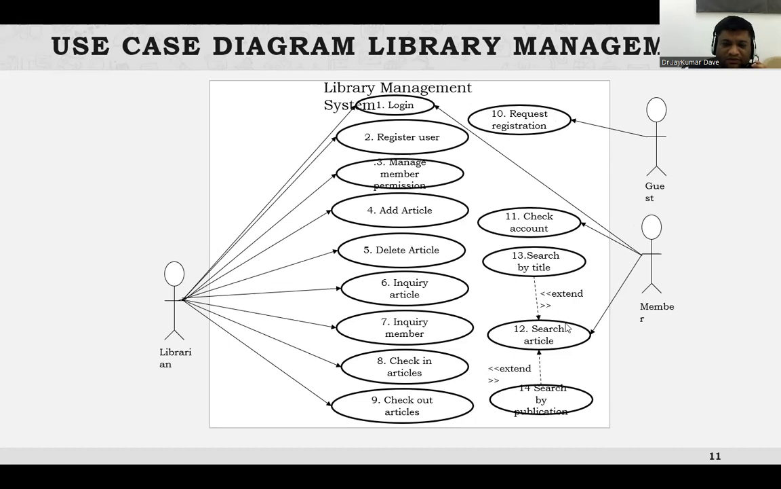Also, at several places you can observe the extend kind of relationship, or we can say extend kind of association. You can see that search by title is a functionality that is going to be extended to search the article. Likewise, search by publication can also be extended. So these are the extend kind of relationships. Now we are going to proceed further.